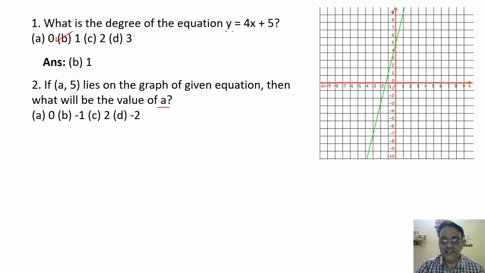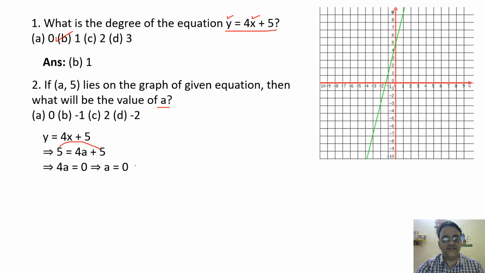So the equation is given y is equals to 4x plus 5. So इसमें हम लोग क्या करेंगे, x का वैल्यू a सब्सटीट्यूट करेंगे और y का वैल्यू 5, क्योंकि ये जो पॉइंट है इस ग्राफ में है बोल रहा है, मतलब इस लाइन में है, right? So we'll substitute y is equals to 5 and x is equals to a. Now 5 और 5 0 cancel हो जाएगा and we are getting 4a is equals to 0. So that is a is also equals to 0 and the correct option is option A.